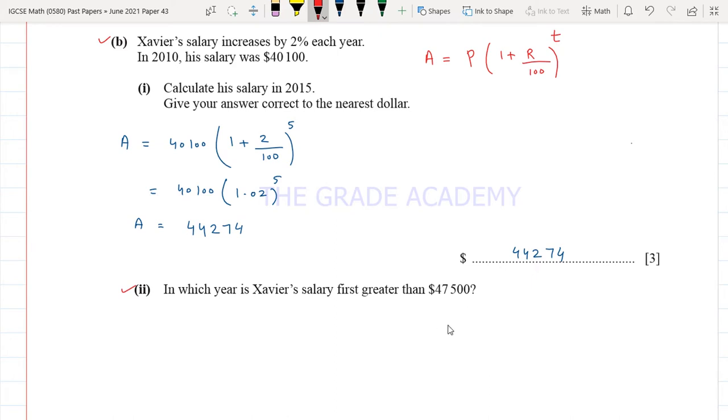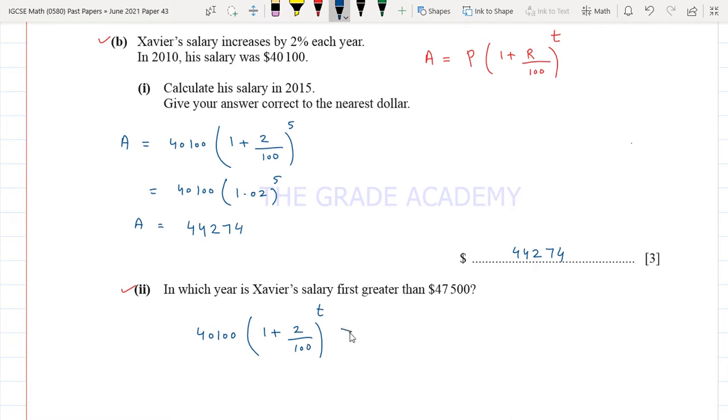Now in the second part, in which year is Xavier's salary first greater than 47,500? Here we have to determine the year in which his salary exceeds 47,500. Again, we will use the same formula for the amount, but here we will determine the time T in years that it takes Xavier's salary to become greater than $47,500. The principal amount was 40,100 times 1 plus R over 100 to the power T. We will calculate T over here.